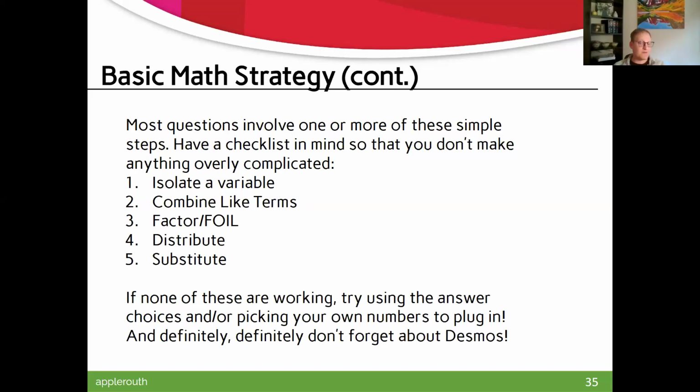Factoring and foiling, you're probably best off learning how to do that on Desmos and translating x-intercepts to factors and vice versa. But still, you could do that by hand and it's usually fine. Distributing, basic math step, and then substitute, we do that a ton. If that doesn't work, maybe the answer choices can be used to plug in or make a common sense inference. If the answers are ugly, maybe we pick our own numbers. And never forget about Desmos because it is golden.